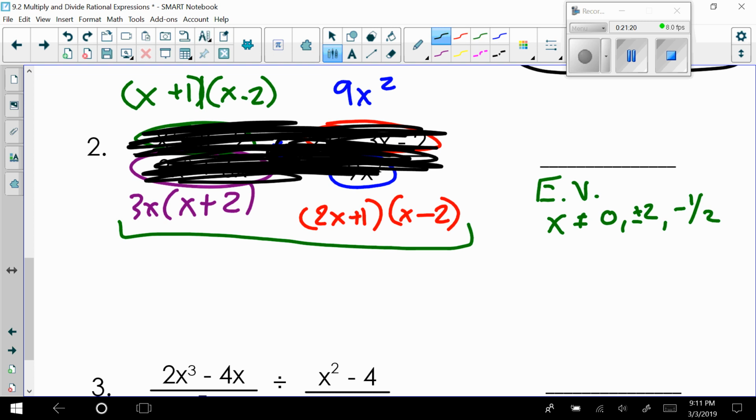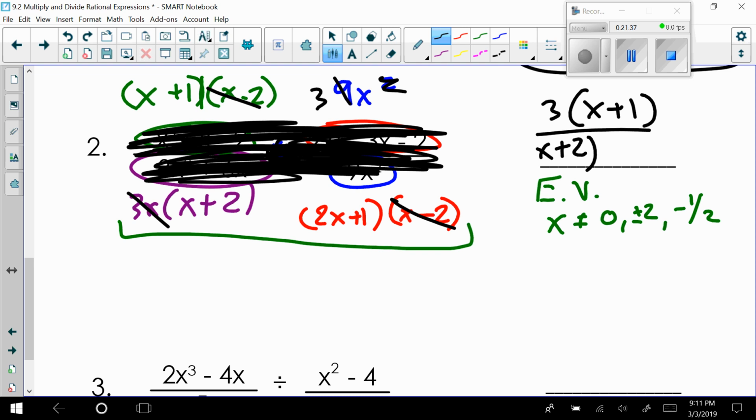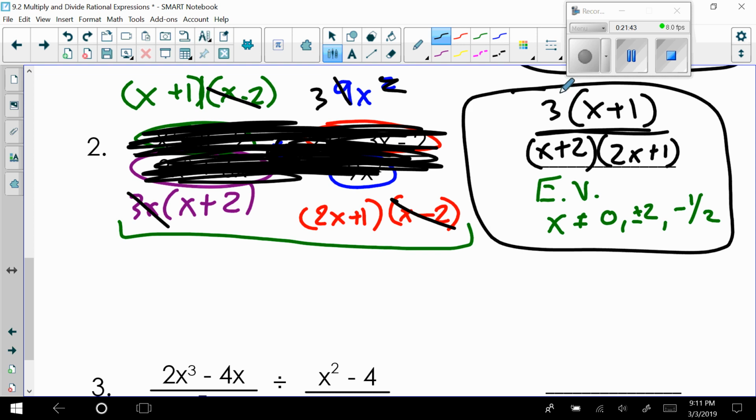Great. Now I go through and cancel stuff if I can. This x minus 2, x minus 2. 3x goes with one of those and makes this a 3. And then I think I'm done. So I have 3 times x plus 1 over x plus 2 times 2x plus 1. And technically, all of this is my answer.